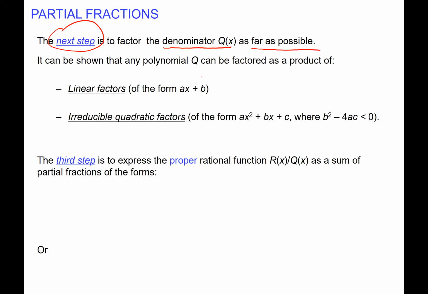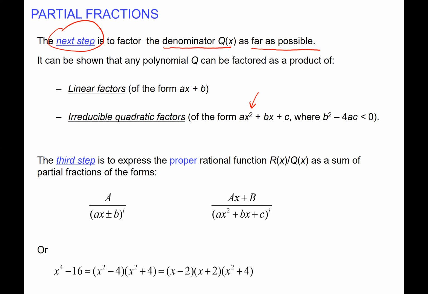Or we may end up with factors that are quadratic, irreducible, that we can't reduce further. For example, let's say this is the denominator, x to the power of 4 minus 16. Then we can try to factor it out, and we can see we have x squared minus 4 times x squared plus 4, and x squared minus 4 I can still factor as x minus 2 times x plus 2, but x squared plus 4 is irreducible. We can't reduce this one.